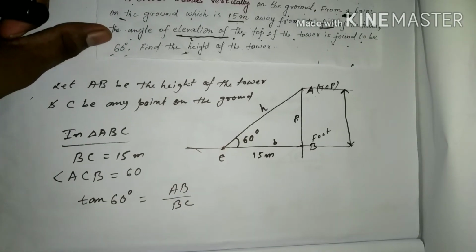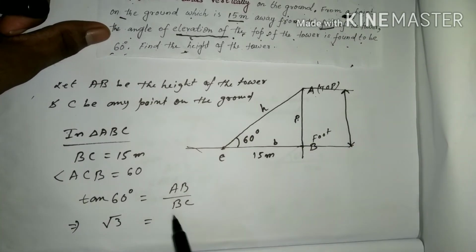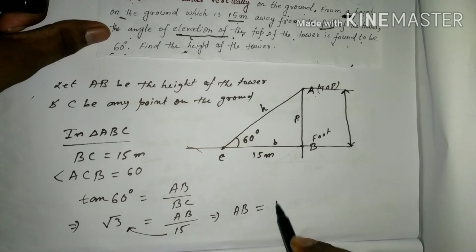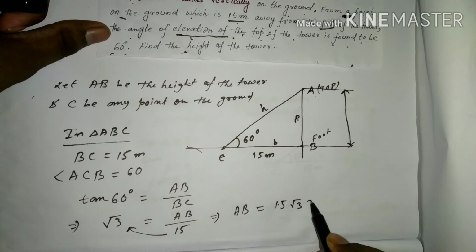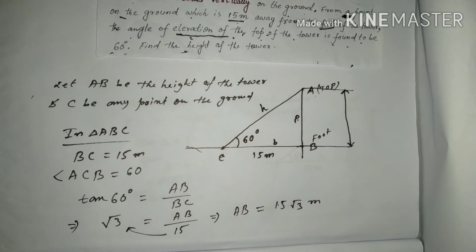Okay. So what is the value of tan 60 degree? We know this is root 3. What is the value of AB? We don't know. This value we have to find. Now BC is given, how much? That is 15. So AB equals 15 root 3 after cross multiplying, and it will be 15 root 3 meter. So student, we have solved this question. Okay, thank you.